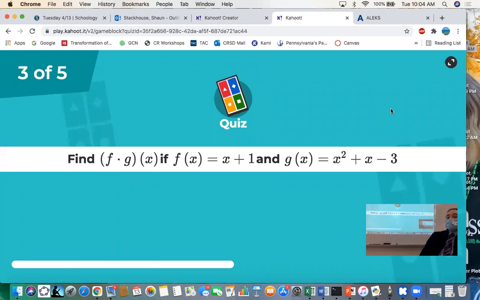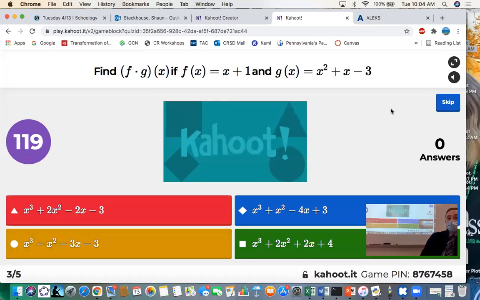This one, you are multiplying these two functions together. So x plus 1 times x squared plus x minus 3. You have 2 minutes to do this one. Look at the fact that you're multiplying a binomial times a trinomial. So you have to distribute each term through and then combine like terms.